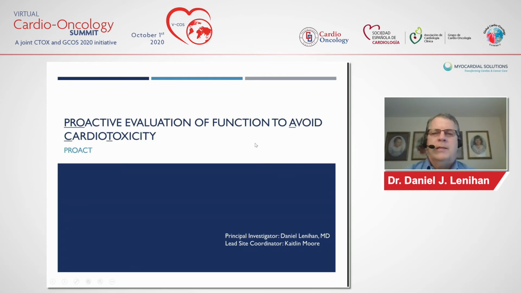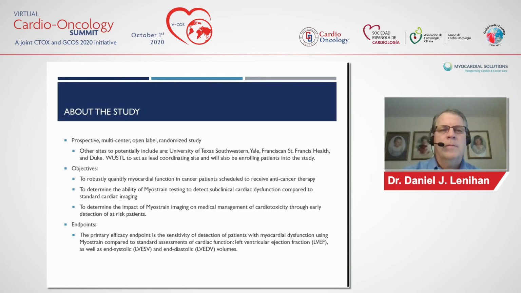In order to test this hypothesis that myostrain was an essential component of MRI measurement tools, we have designed a study called PROACT, which is the proactive evaluation of function to avoid cardiotoxicity. I won't go through all the details of this study, but it is a prospective multi-center open label randomized study performed primarily at WashU.